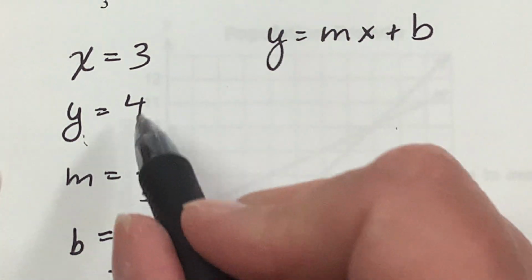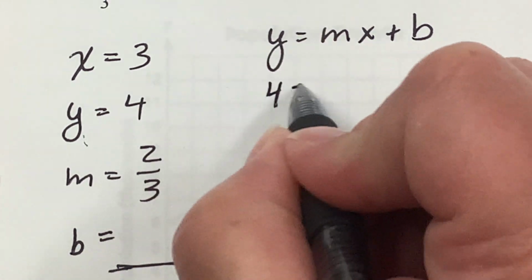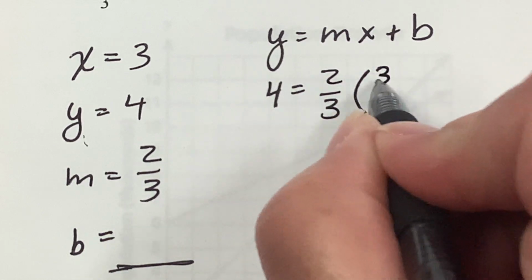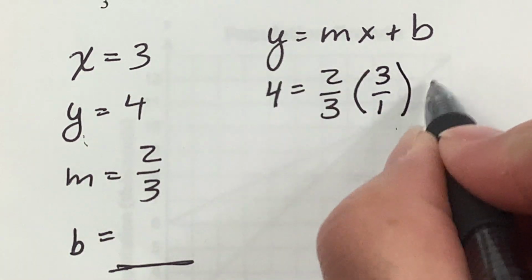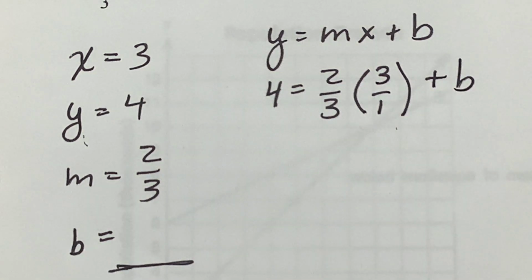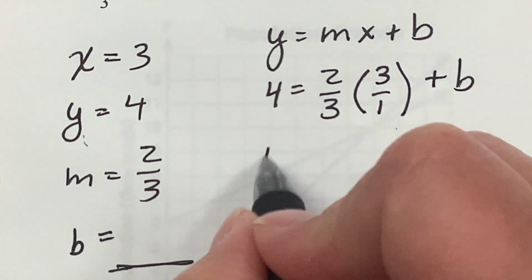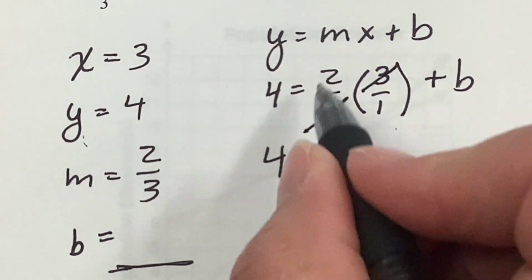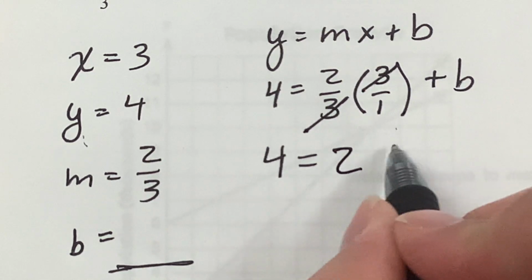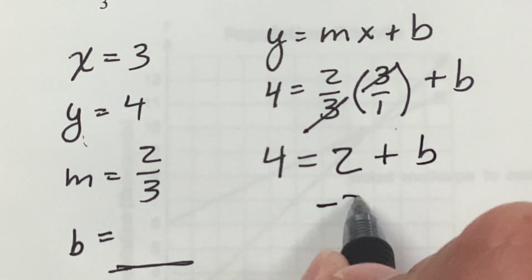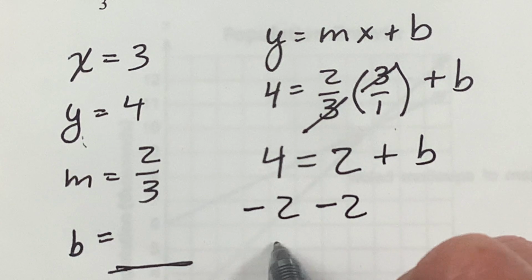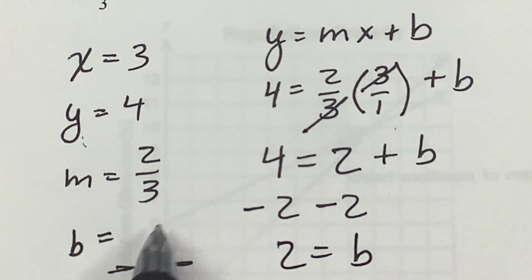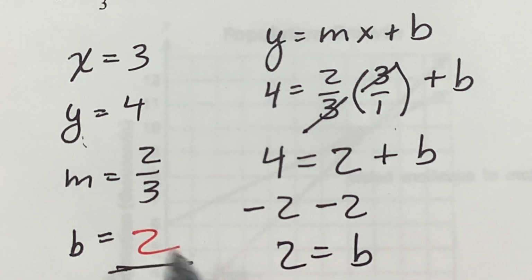Substitute what you know. Y is 4. M is 2/3. X is 3/1, because it's 3, but you make it a fraction. Plus b is what we're looking for. All right. 4 equals 2 times, well, you know what? I can cross out these two 3's. Just get 2 plus b, minus 2 from both sides, and 2 equals b. Hey, now I know b is 2.